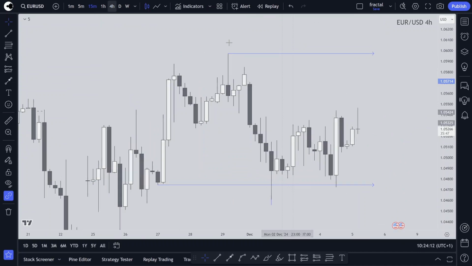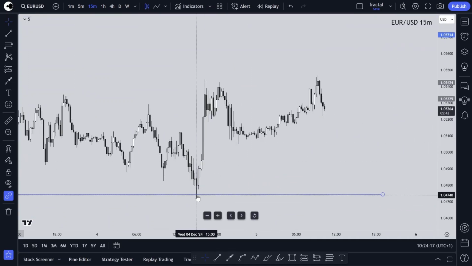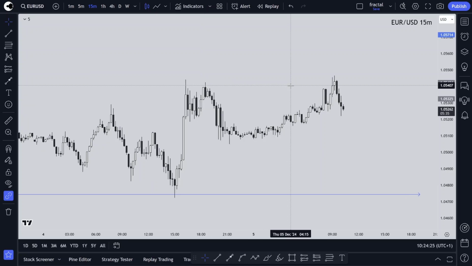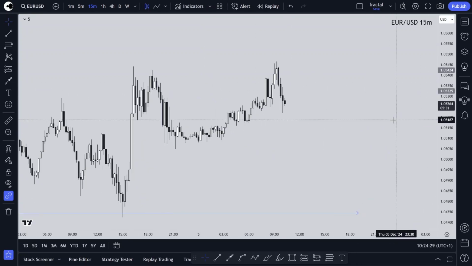Yesterday price rejected the minimum and from here a really sharp movement to the upside happened. So for today I'd like to see a new movement to the upside from this level or from this level. Of course, this is the best one.